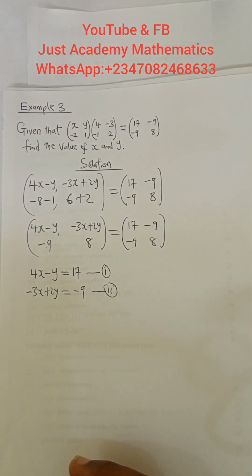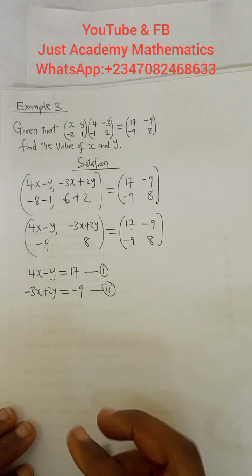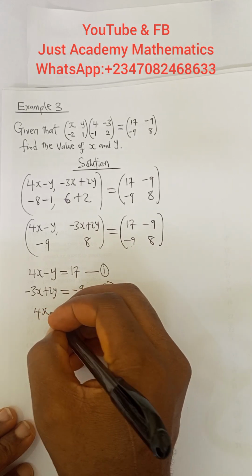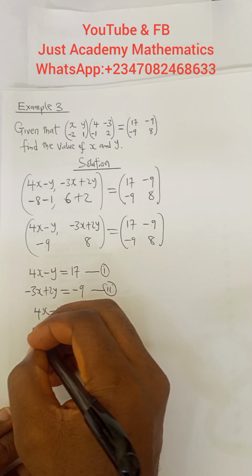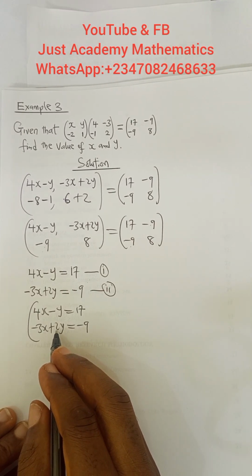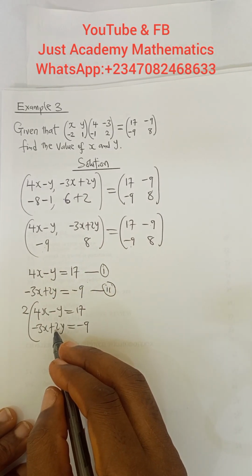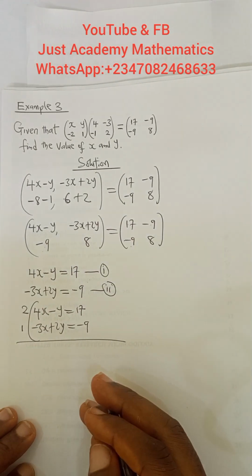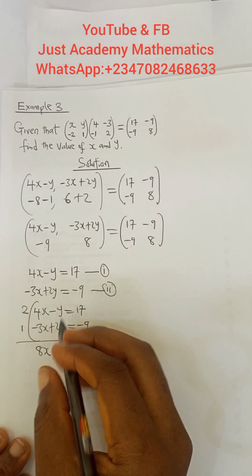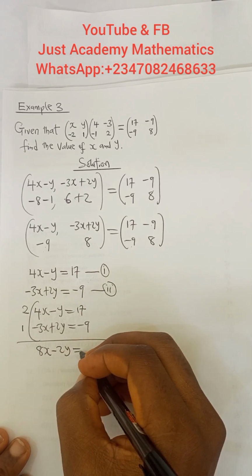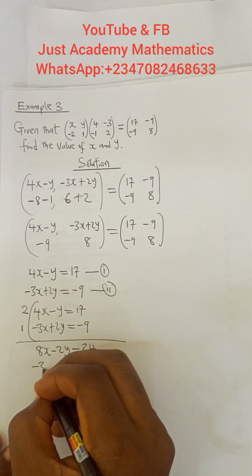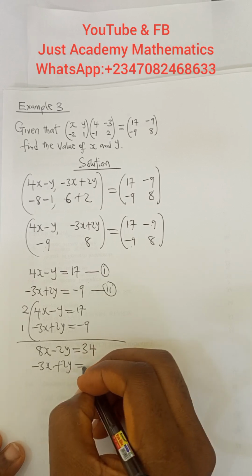So we have a simple simultaneous equation now to take care of. So what do we do? We have 4x minus y equals 17, and minus 3x plus 2y equals minus 9. Let's multiply equation 1 by the coefficient of this y here, which is 2, and equation 2 by 1. Of course, I'm not teaching simultaneous equation, but you should know that by now. Then 2 times 4x is 8x. 2 times minus y, minus 2y. And 2 times 17 will give us 34. 1 times minus 3x, minus 3x. 1 times 2y, 2y. 1 times minus 9, minus 9.